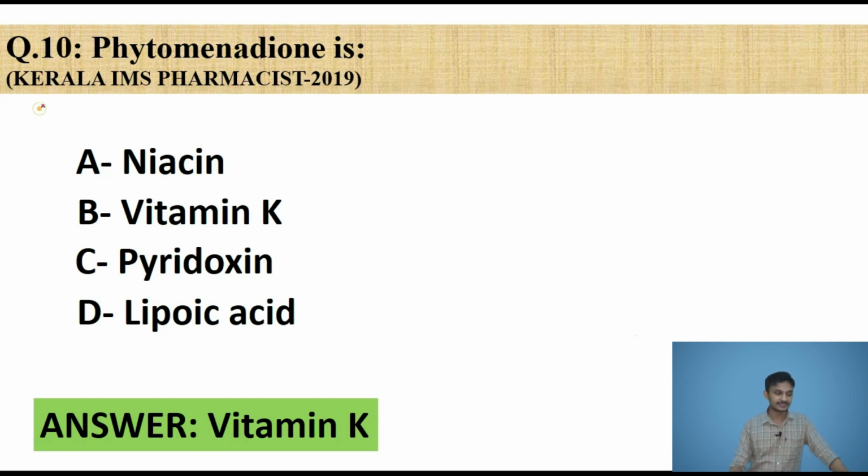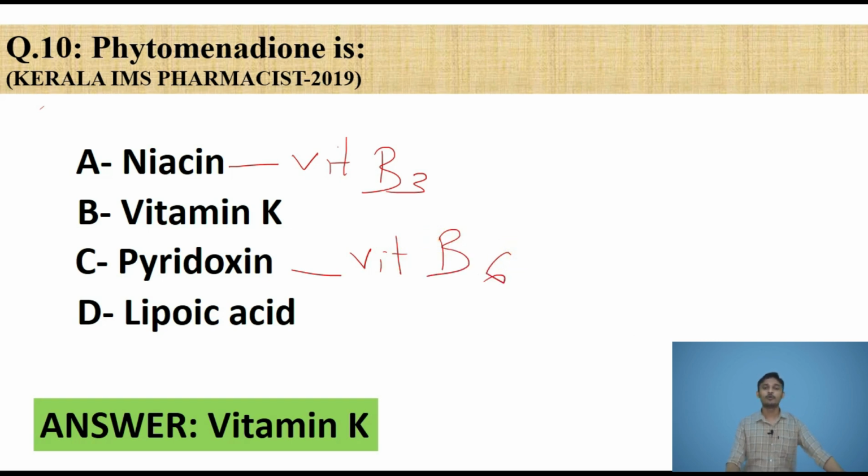What about niacin? I think you know this one. It is vitamin B3, also known as niacin. What about pyridoxine? That is vitamin B6. What about cyanocobalamin? It is vitamin B12.